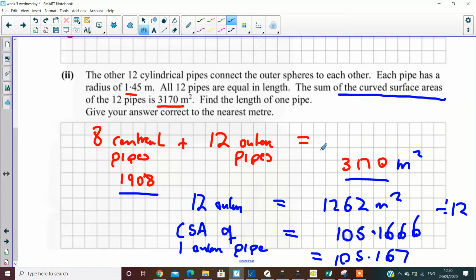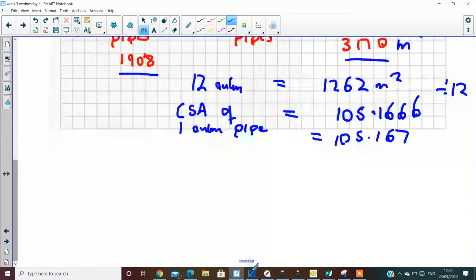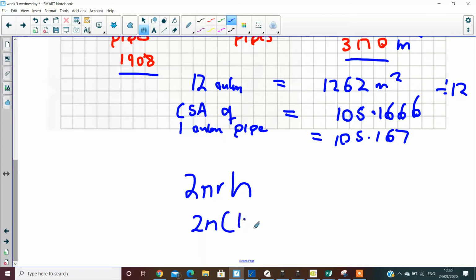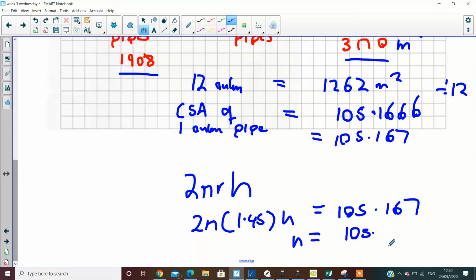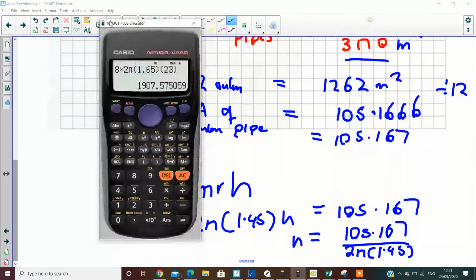So what we're going to say here is that it's usually 2 pi r h, but in this case, h is the length. Do you get what I'm saying? So it's going to be 2 pi, what's the radius? 1.45 times h equals your 105.167. What do I do with the 2 pi and 1.45? They're multiplication on the left. What does that mean? Division on the right. So what do we get then? 2 pi times 1.45 into the calculator with it.